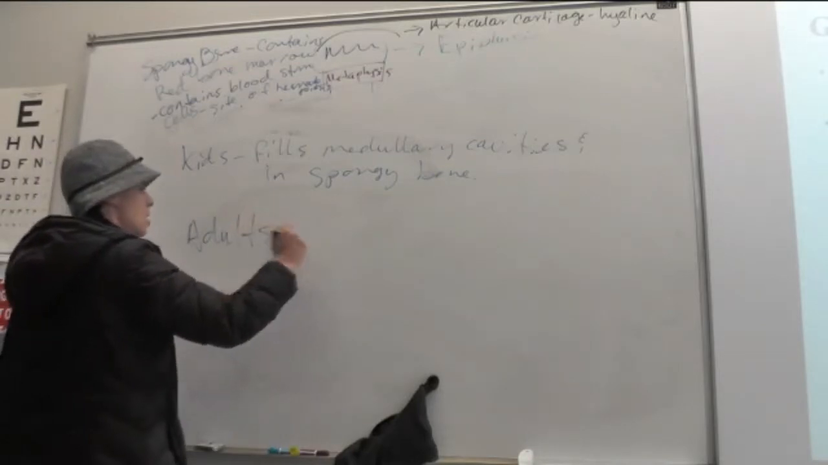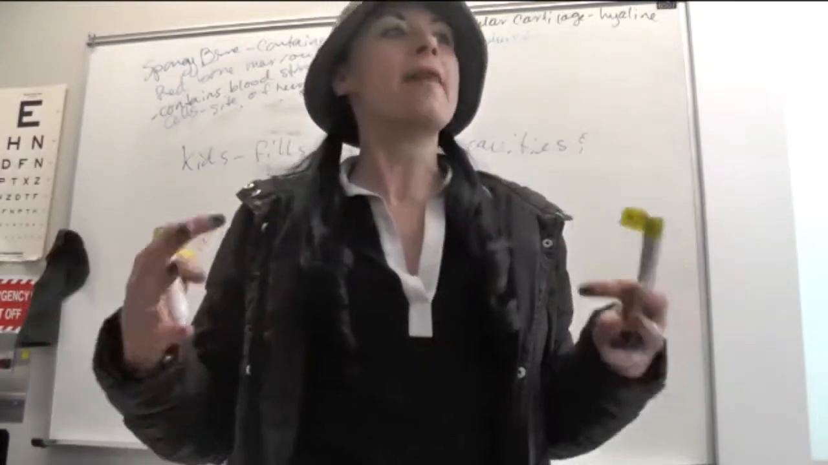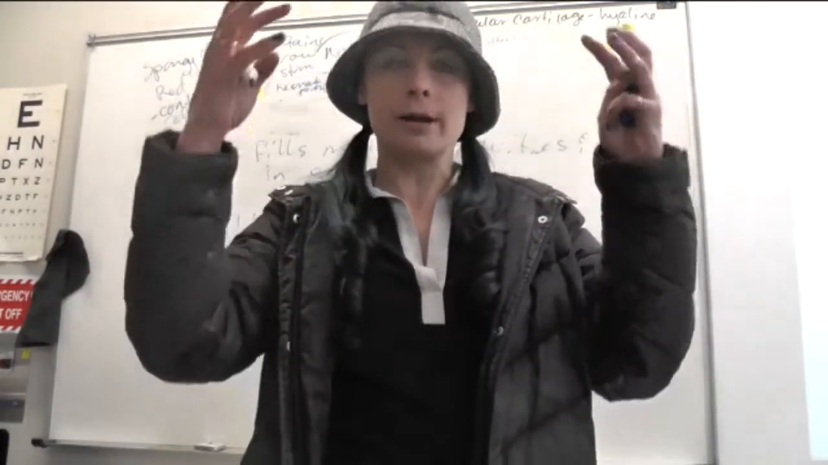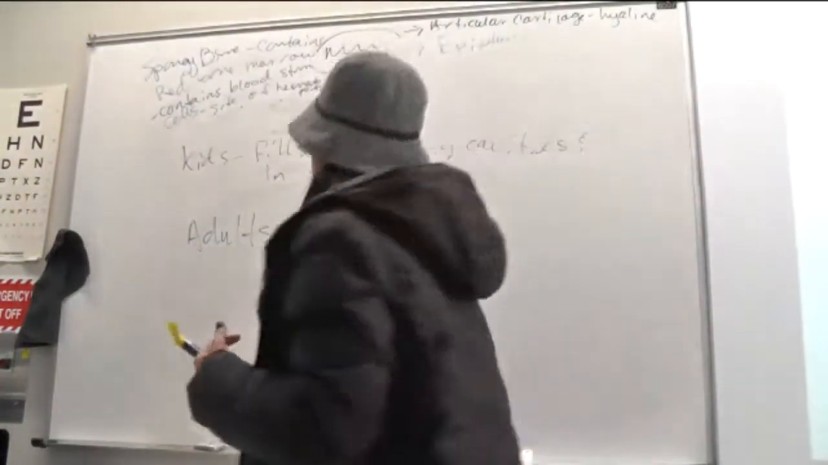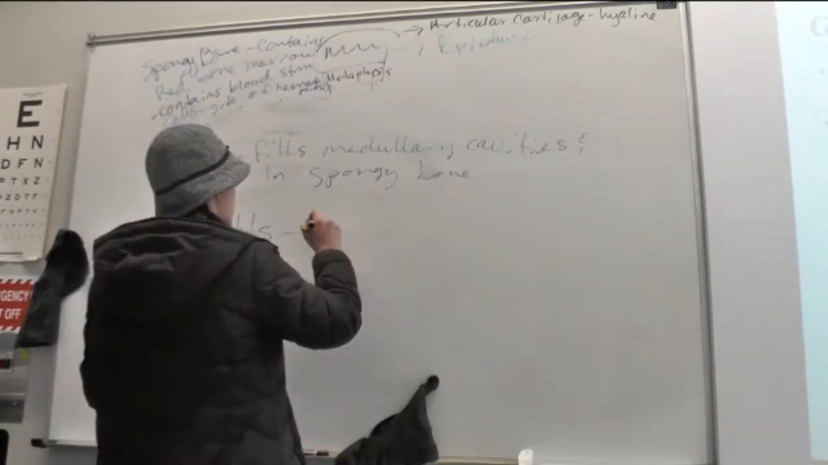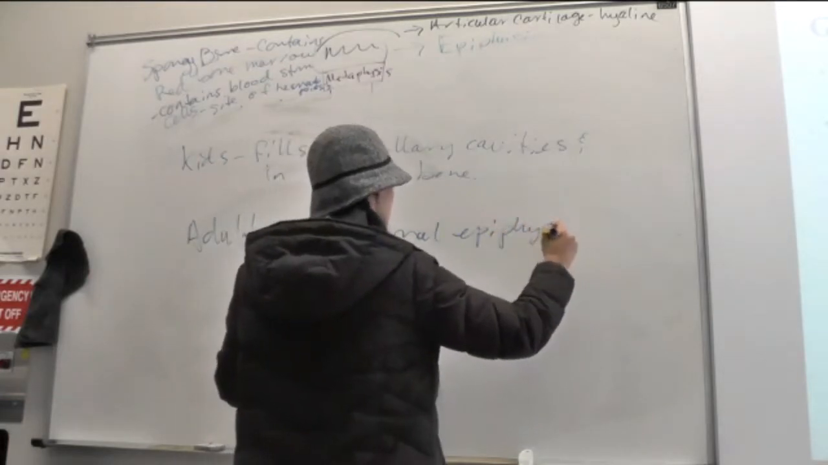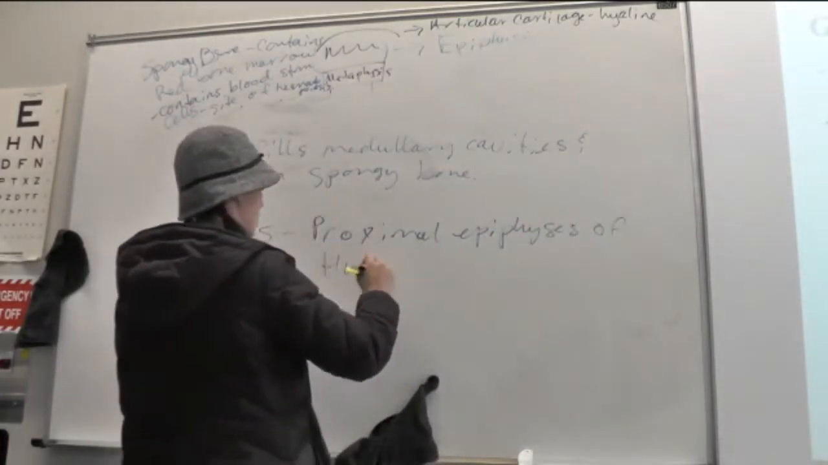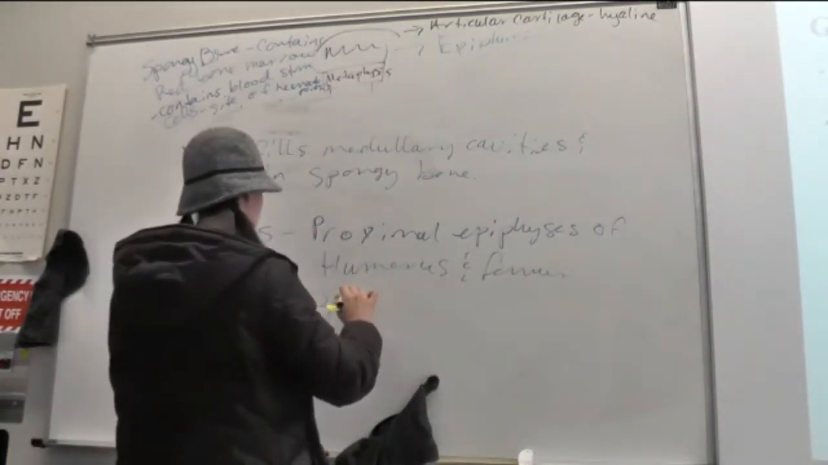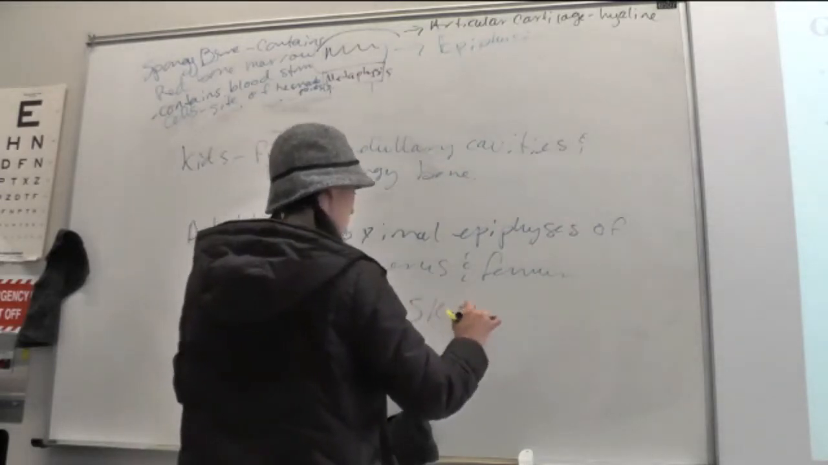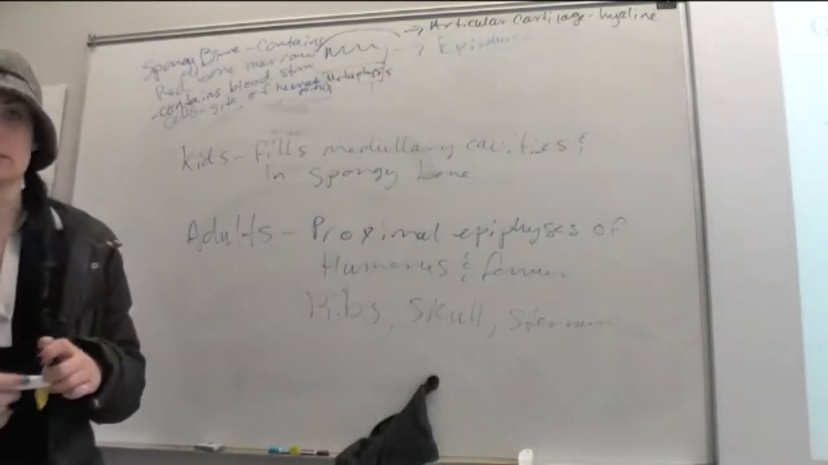As adults, we really only find it in the proximal epiphyses of our biggest long bones, and then all of our flat bones. So our ribs and our skull are going to be the primary site of hematopoiesis for adults. So in adults, we could say in the proximal epiphyses of the humerus and femur, but then also in our ribs, skull, sternum. That's going to be our primary site for hematopoiesis as adults.